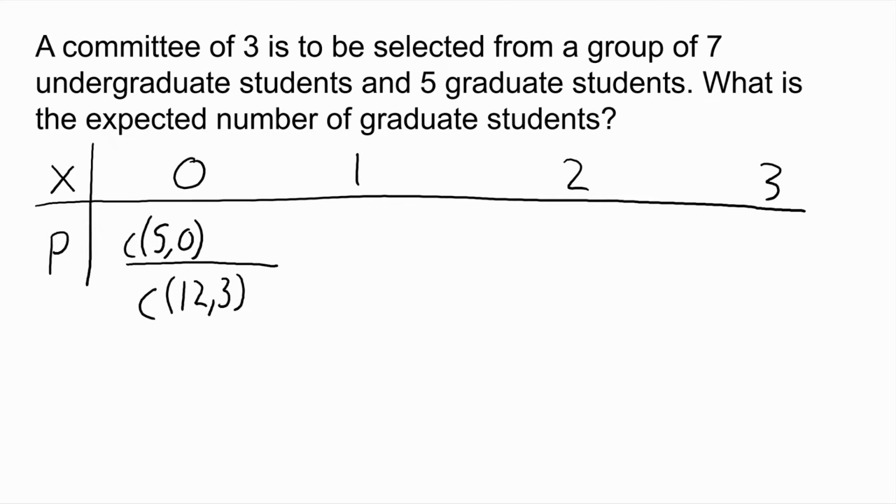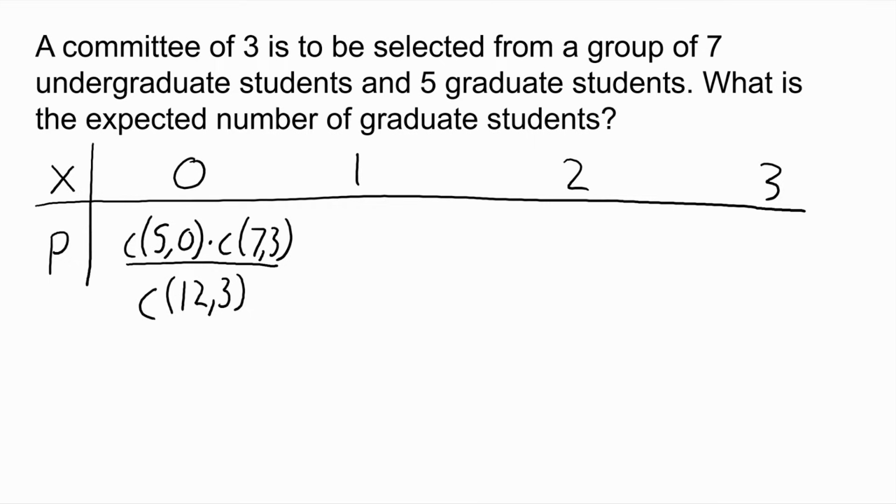But we can't stop there because we have to account for who will be on the committee. So if there are 0 graduate students, that means all of them must be undergraduates. So from the 7 undergraduates, 3 would be on the committee. So that's combination 7, 3. And we'll multiply that times the combination 5, 0, since we want both 0 graduate students and 3 undergraduate students.